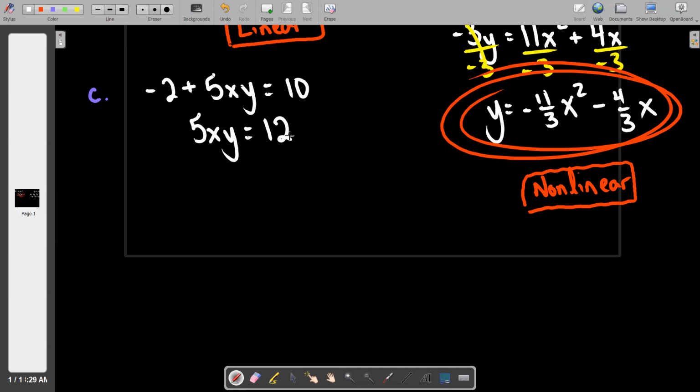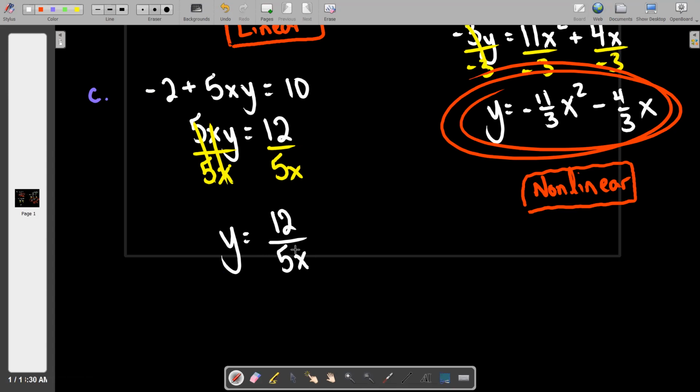Now, what do I do to get y by itself? You would divide by 5x. And that right there is your cue to say that this is not a linear function. But let me show you the work, okay? When I divide by 5x, where did the x go? Where does it wind up? Do you see where the x winds up in this answer? Did you say underneath the 12? Correct. I'm sorry, I just couldn't hear you.